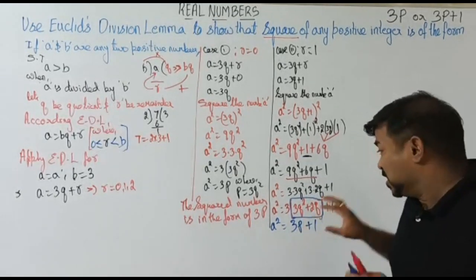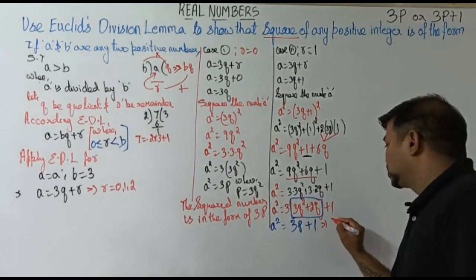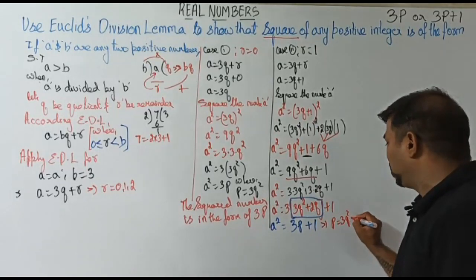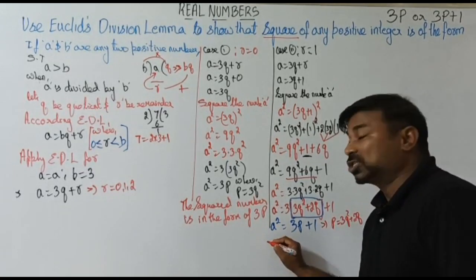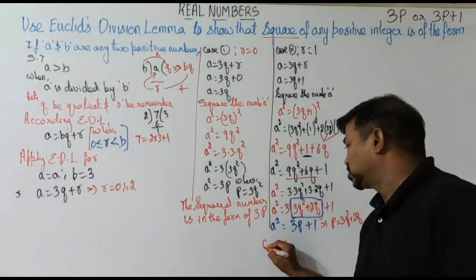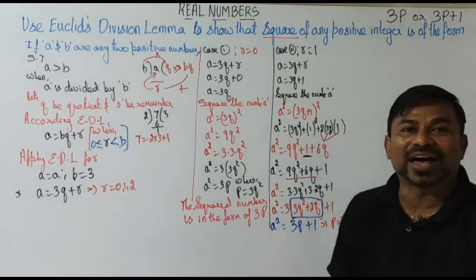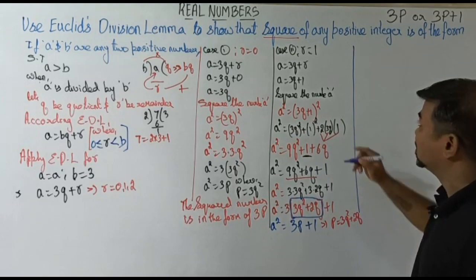So what is that p? The one which is inside the bracket. So p equals 3q square plus 2q. So can we say that a square is in the form of 3p plus 1? Okay, now still we are not yet done with the other stuff.